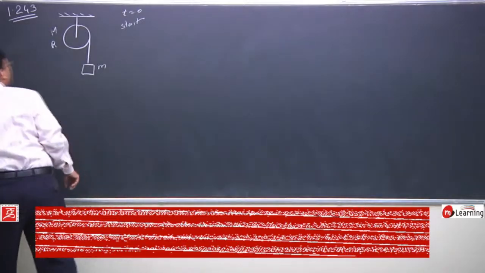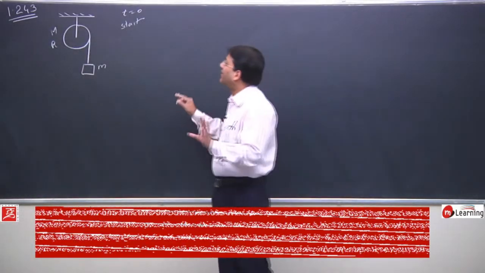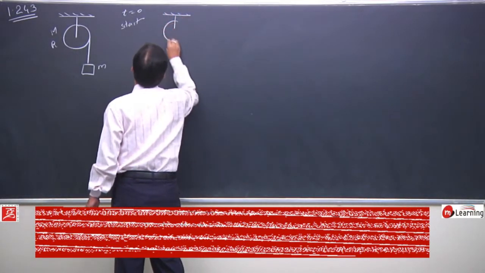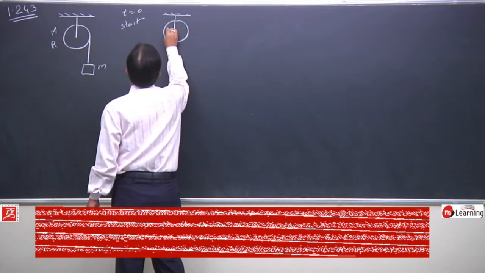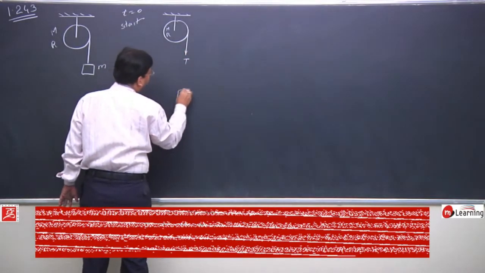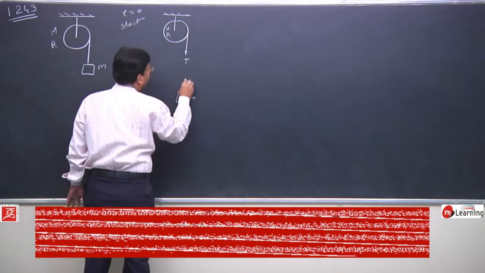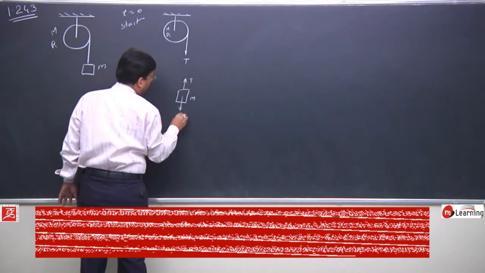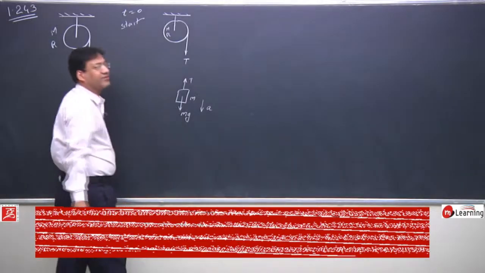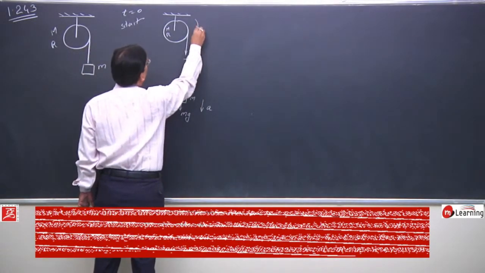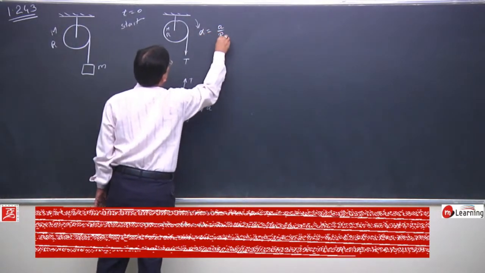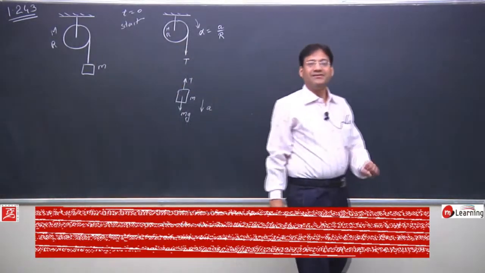Now, first of all, I'll draw the free body diagram. मैं दो free body diagram बनाऊंगा. एक तो इस सिलेंडर के लिए mass M, radius r, and another free body diagram would be for this mass. Now, if this mass is moving down with constant acceleration a, the cylinder would rotate with constant angular acceleration alpha, which is equal to a by r.